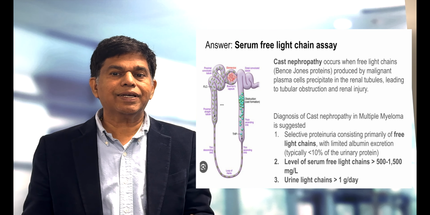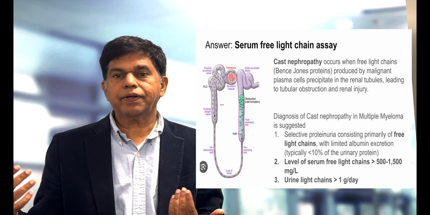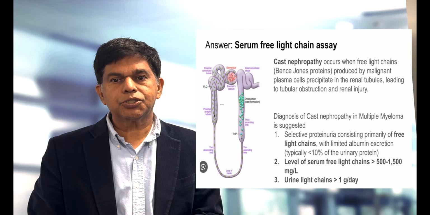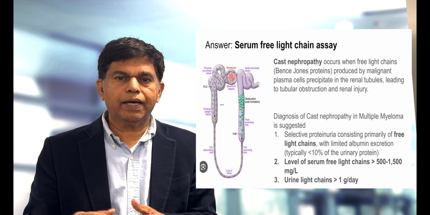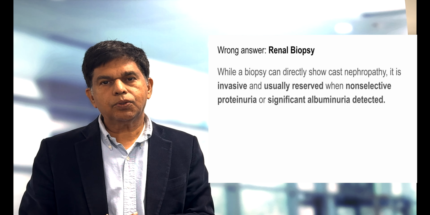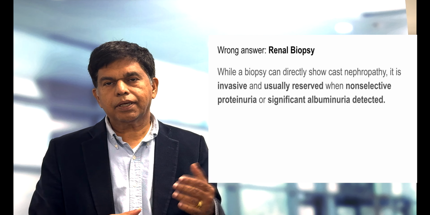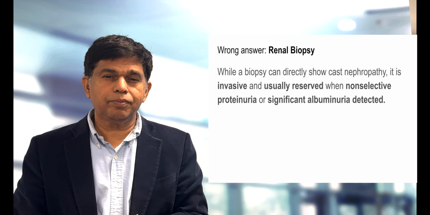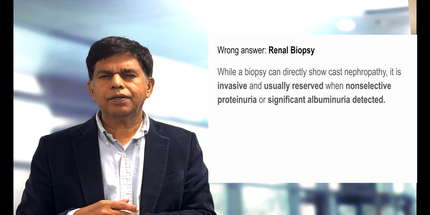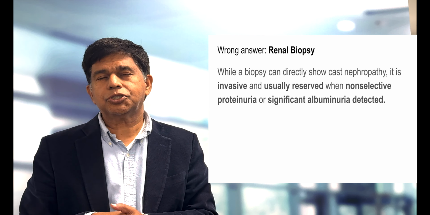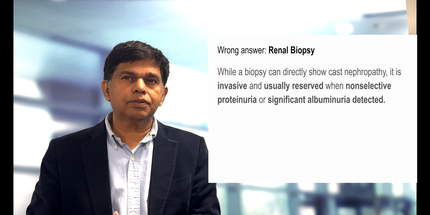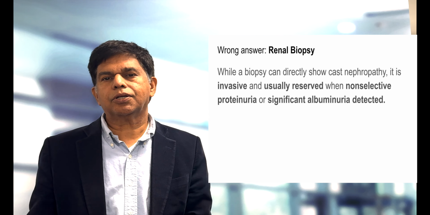We talk about serum free light chain. If you want some numbers, greater than 500 to like 1500, and the urine light chain is greater than 1 gram per day. Okay, that is the diagnosis. Now the confusion arises: should I pick renal biopsy? No, because the free light chains are enough to diagnose. The only time you will do a renal biopsy is if you have non-selective proteinuria or significant albuminuria, and you don't get a good serum light chain assay, then you can do the biopsy.